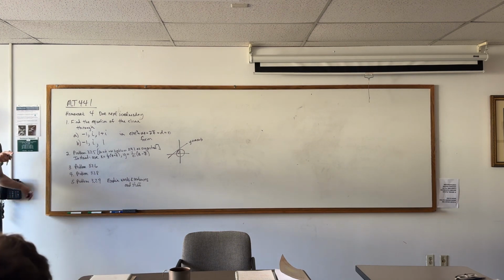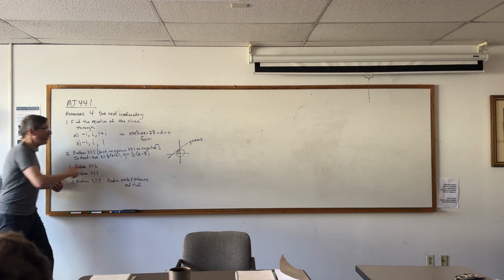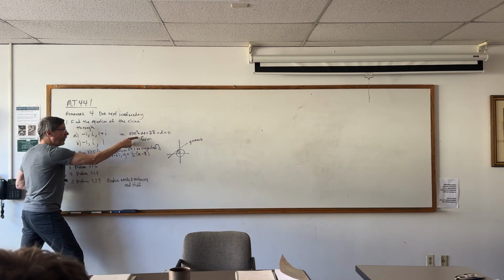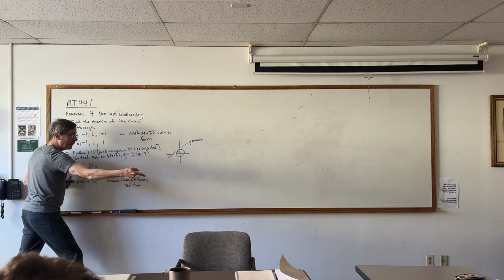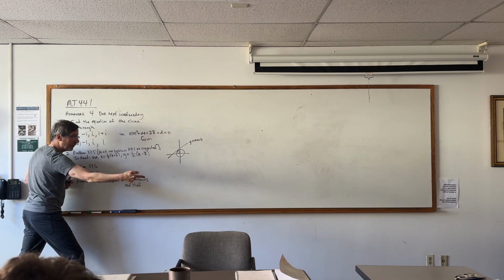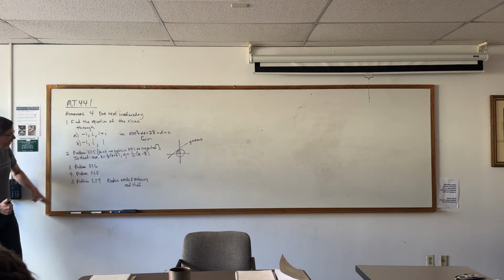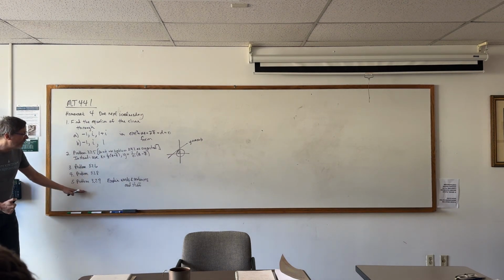Does that make sense on how to flow through this? Take this equation, substitute these, get it into this form, use problem 2 from the quiz. I guess that was 2 or 3, whatever it was. And then problem 326, problem 328, and problem 329.